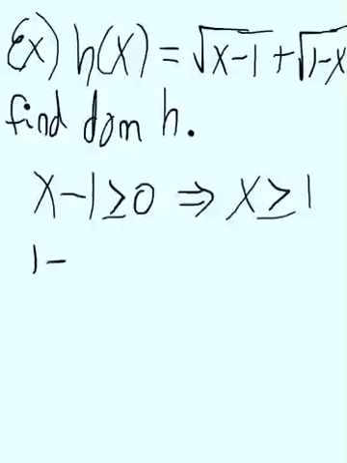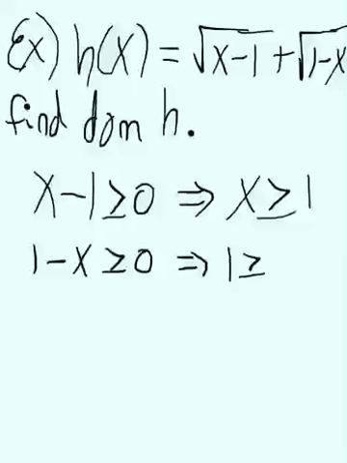Additionally, we have the inequality for the other radical: 1 minus x has to be greater than or equal to 0. That leads to 1 has to be greater than or equal to x, or specifically, if you want to rewrite it the other way, x has to be less than or equal to 1.